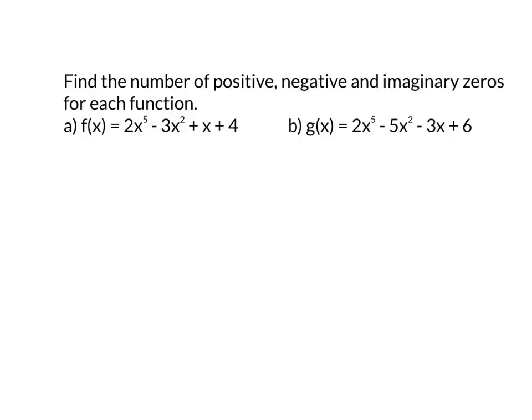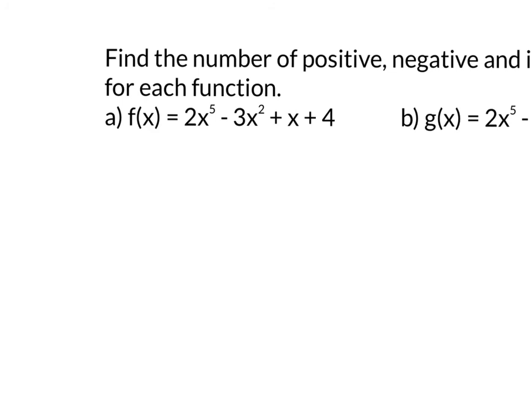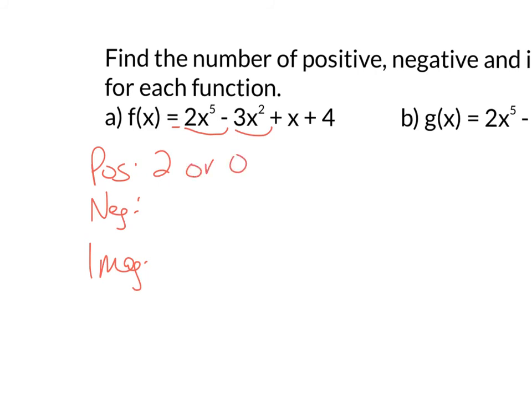All right, find the number of positive, negative, and imaginary zeros for each. So I'm going to take the first one, part A right here. I have to find out how many positive it has, how many negative it has, and how many imaginary it has. To get how many positive zeros it might have, you count how many times the sign changes. It starts positive, that doesn't count as a sign change. It changes to negative, changes back to positive. So there are 2 sign changes. Now the rule said you count sign changes or less than that by an even number. So that means there's 2 or 0 positive.